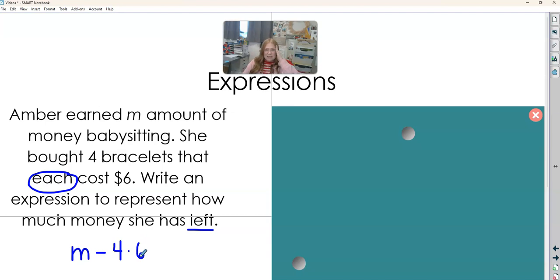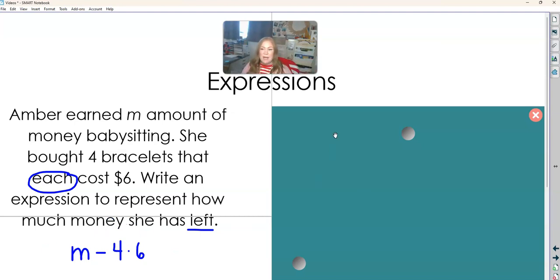So I'm just going to say, let's say she earned $50. So first, right, I have to multiply. I still have to follow order of operations. And I have to multiply before I can subtract. So she spent $24, 4 bracelets that each cost $6. She spent 24, and I would take that away from 50. She would still have $26 left. If she earned $30, I would take this away, and I could see that she would have $6 left. So whatever M is, I can plug it in and use this problem to see how much money she has left.